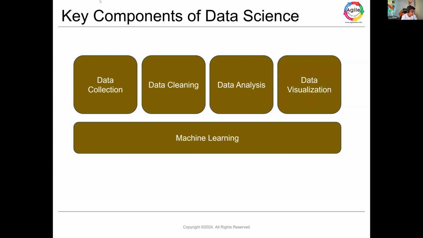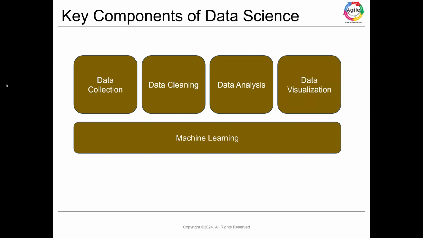Second is data cleaning. Once the raw data is collected, it often contains some errors, missing values, or sometimes irrelevant information also. Data cleaning involves fixing these issues, to ensure that the data is accurate and reliable. Think of it like cleaning a messy room before you can find what you need in that room. That's what data cleaning is.